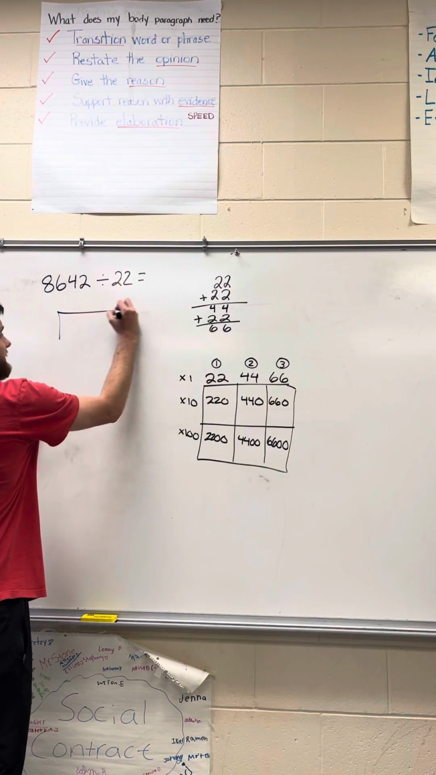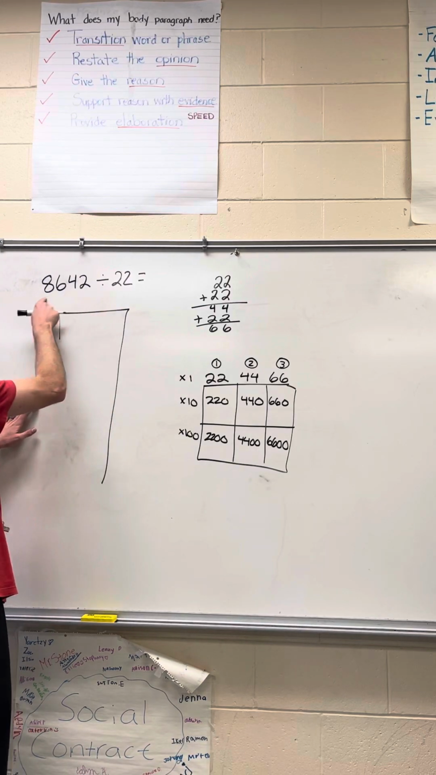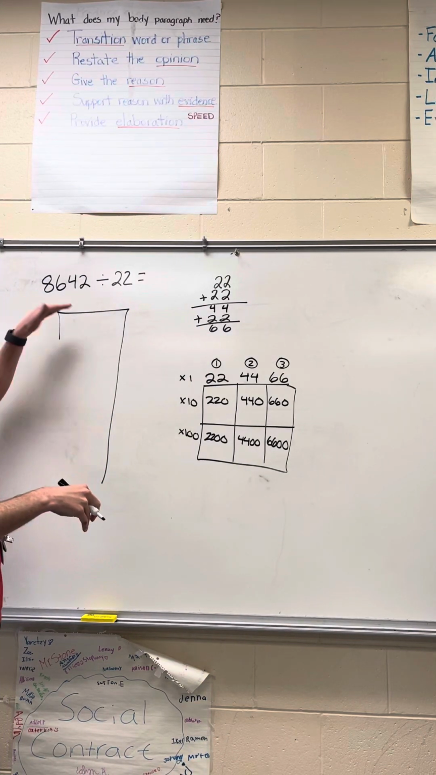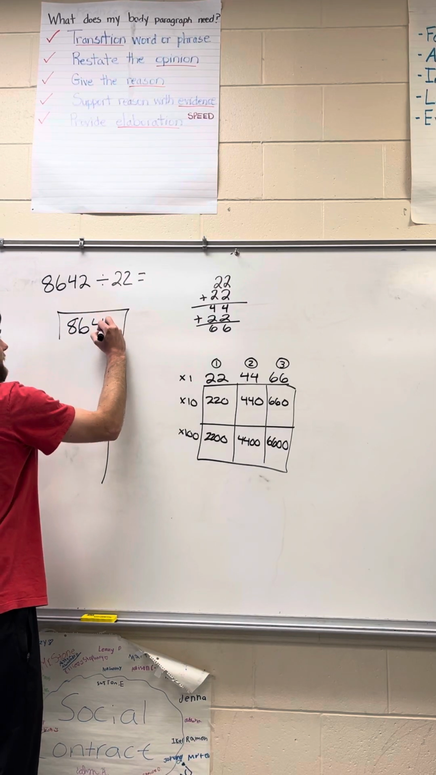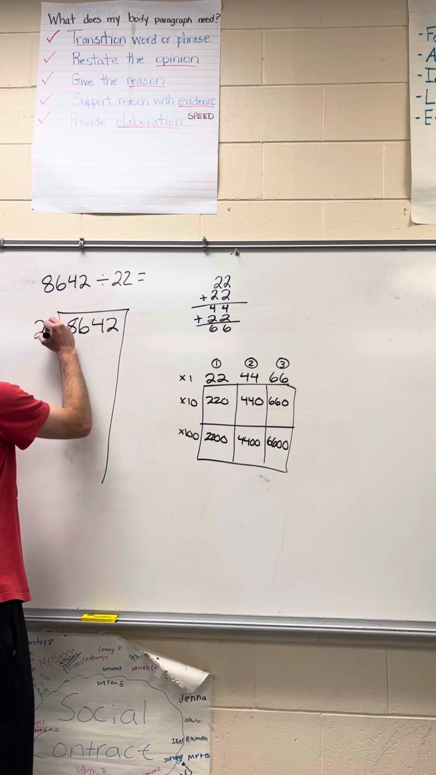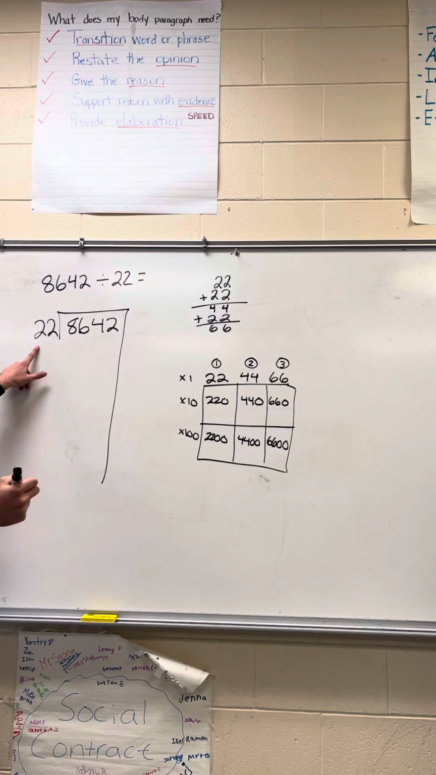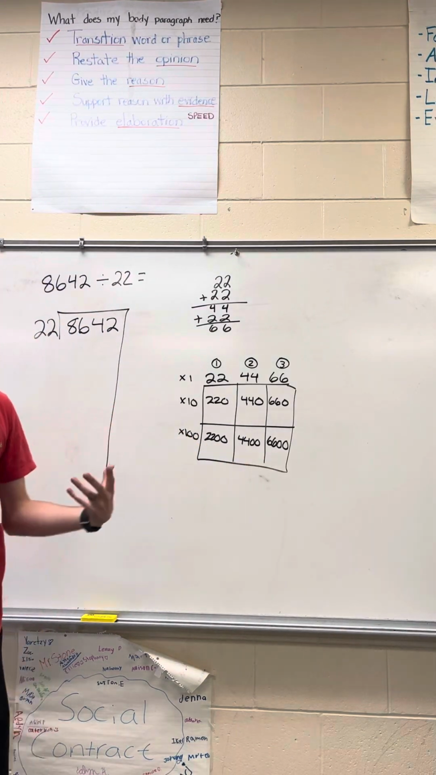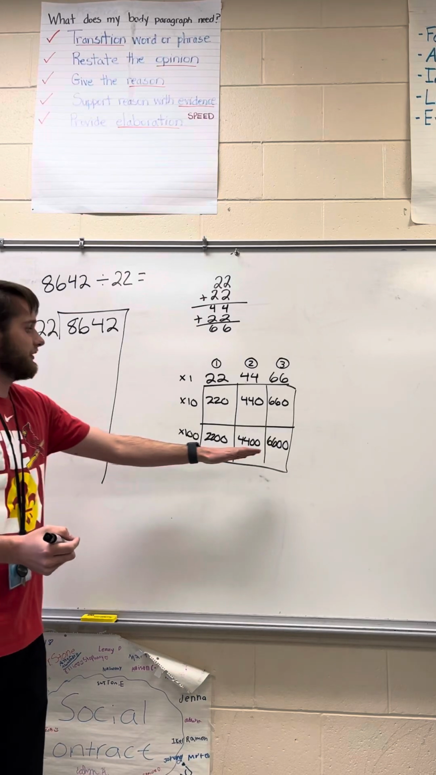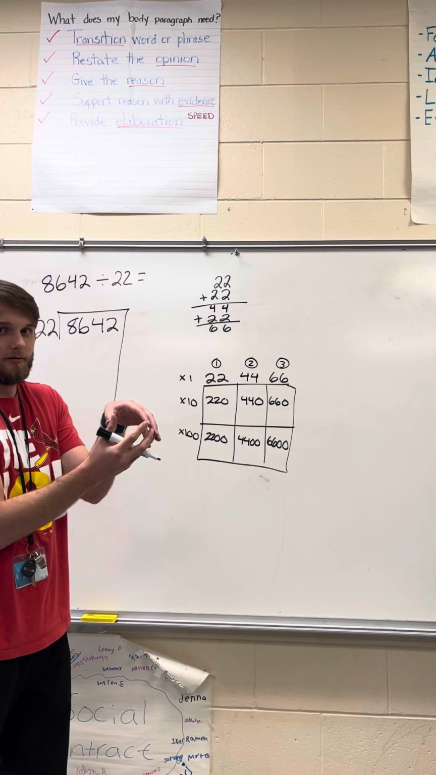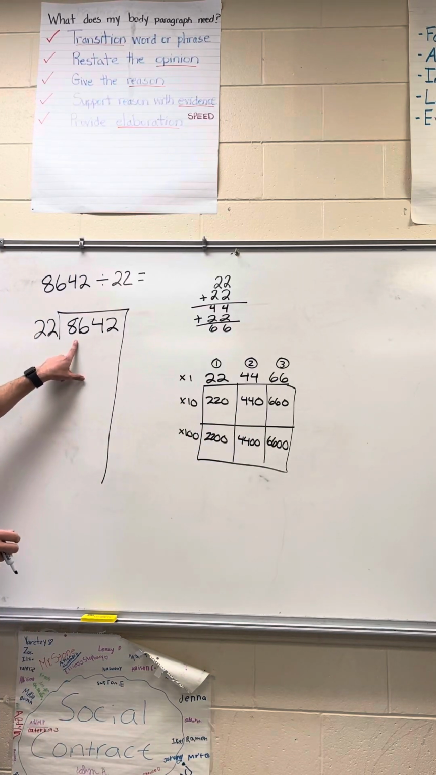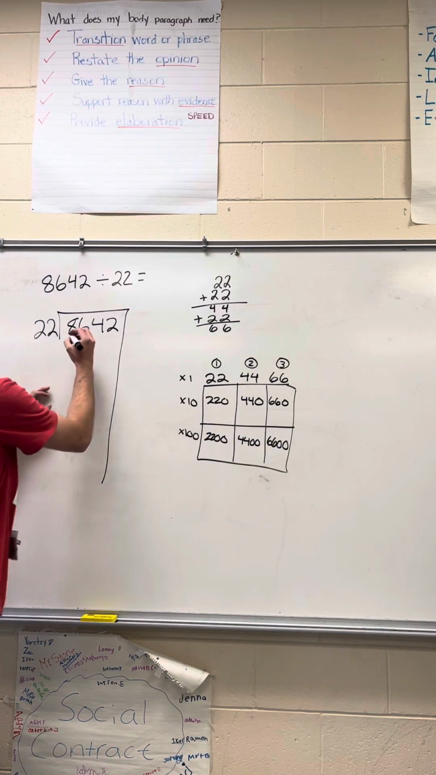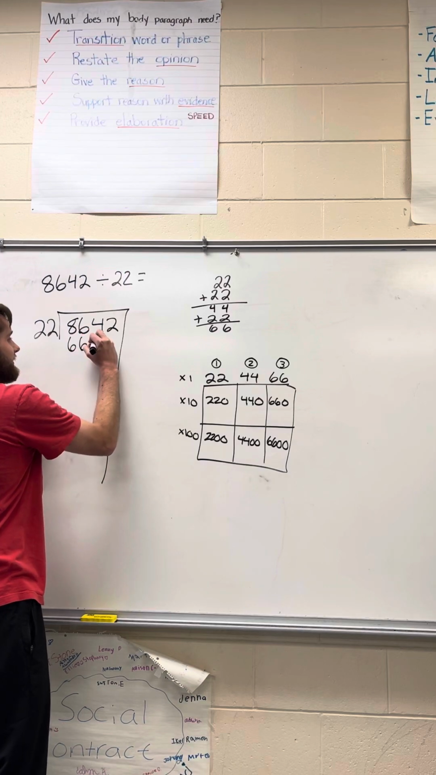Now we're going to create our big division box and put in our dividend. Remember, the dividend goes in the den of the bear cave. 8,642. My divisor goes on the outside. Now I'm going to use these numbers. I ask myself, what is the biggest number I can get to that doesn't go over that? 6,600 is smaller than that, so let's use it. We're going to subtract 6,600.